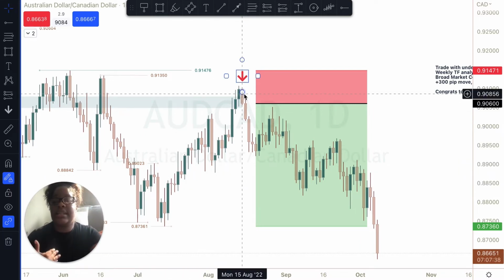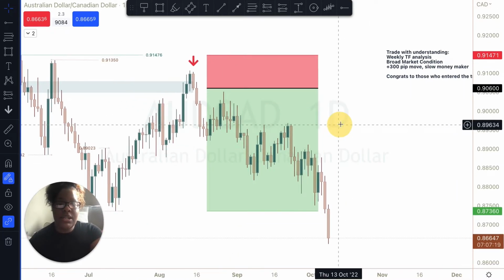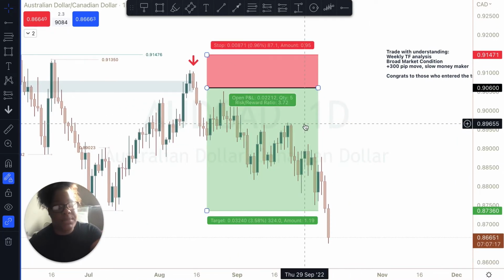The reason why this is important is because in my mind, if it took a month to get here, and that's waiting a month of not entering a trade to the downside, it could take more than a month to actually go back to the downside. Sometimes it takes less, but a broad market condition just basically means it's going to take some time for price to go our way, especially when we realize that we could get 300 plus pips out of the trade.